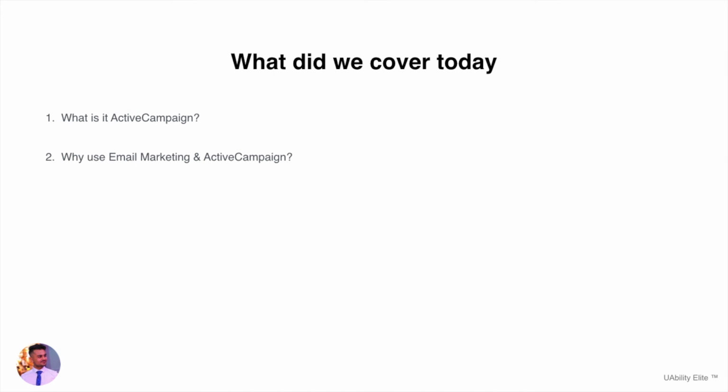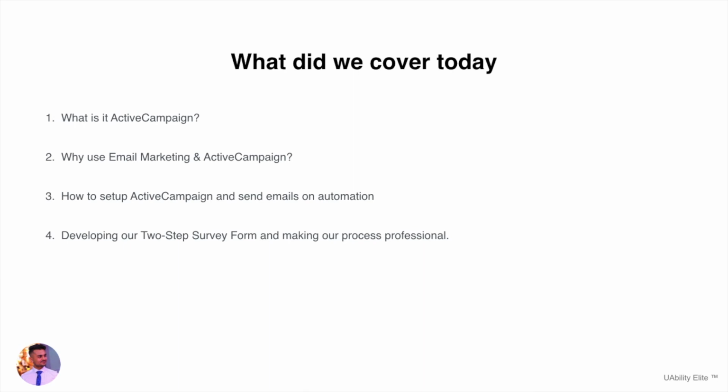We also learned about why we should use email marketing and ActiveCampaign together. Again, the goal is to get more strategy sessions, and we utilize email marketing to just do that. We learned about how to set up ActiveCampaign and send emails on automation. And then we also developed our two-step survey form and made our entire process very, very professional. And finally, we learned about integrating Zapier to ensure smooth functionality of the entire process.